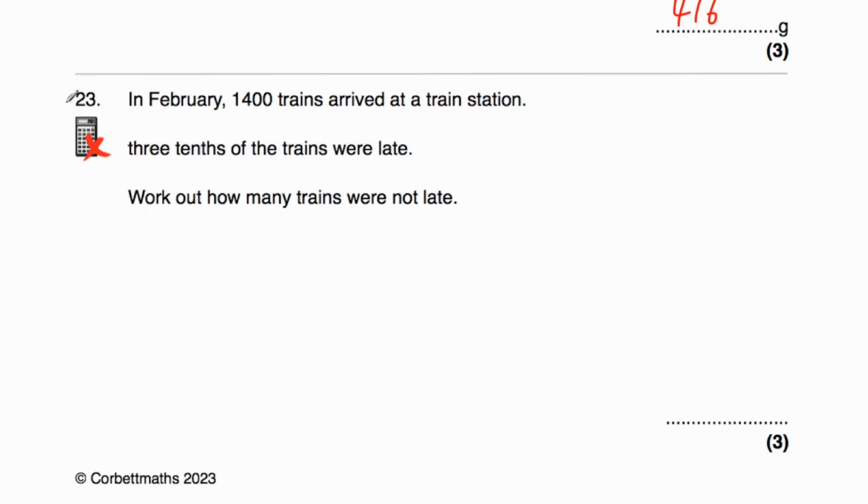Okay, let's have a look at our next question, question number 23. So now question number 23 says, in February, 1,400 trains arrived at a train station and 3/10 of the trains were late. So 3/10 of the trains were late. And the question says, work out how many trains were not late.